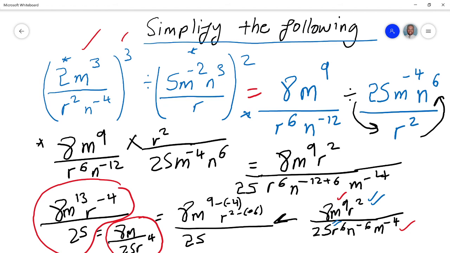All right. So this is how we work through complex index law questions.